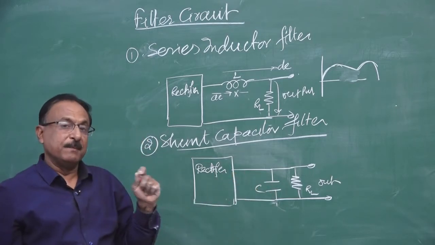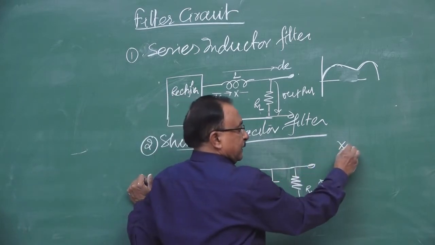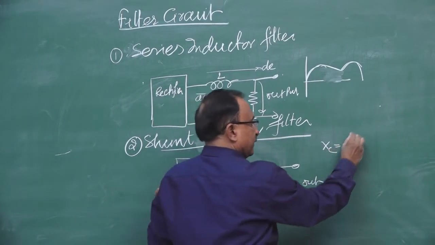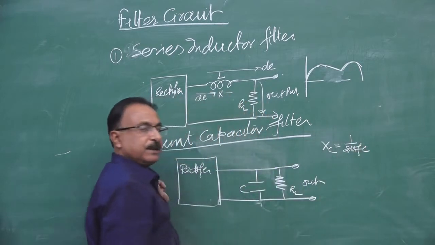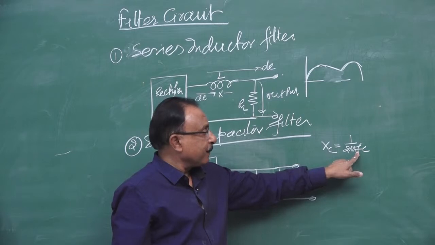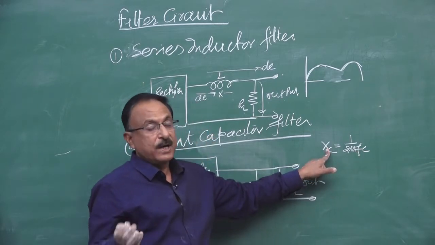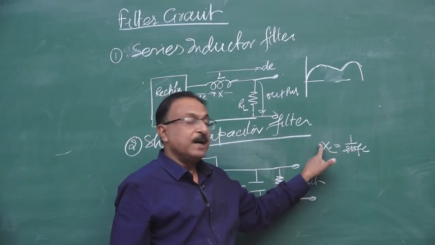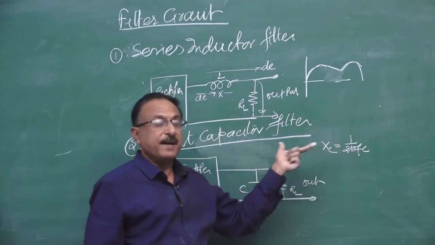How does it minimize the fluctuations? As we know, the capacitive reactance of the capacitor is given as 1 upon 2 pi FC, that is 1 upon omega C. So if the frequency is high, then Xc will be low. It will offer low resistance to high frequency AC. But if the frequency is low, it will offer high resistance. For DC, whose frequency is 0, it offers infinite resistance.